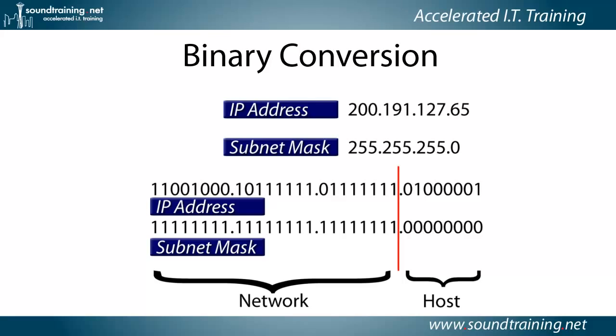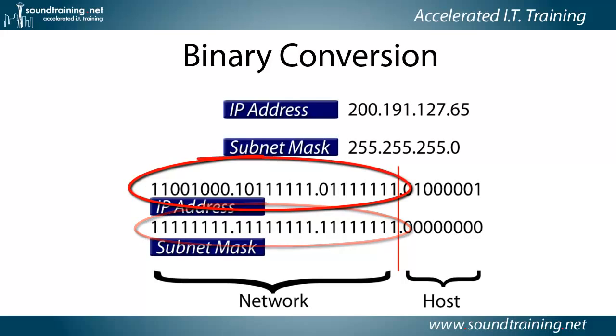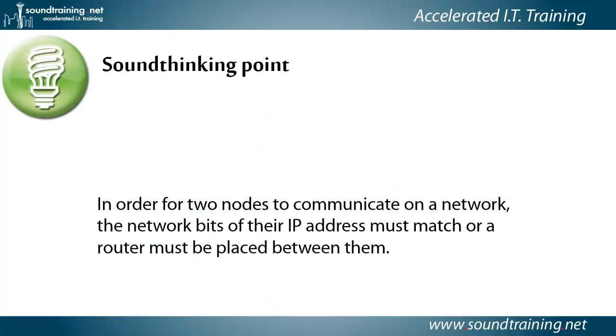Do we see a correlation here? If the bits are turned on in the mask, the corresponding bits in the IP address are network bits. In this case, bits 1 through 24 are turned on in the mask. Therefore, bits 1 through 24 in the IP address are network bits. This is important for you to remember. In order for 2 nodes to communicate on an IP network, the network bits of their IP address must match, or a router must be placed between them.